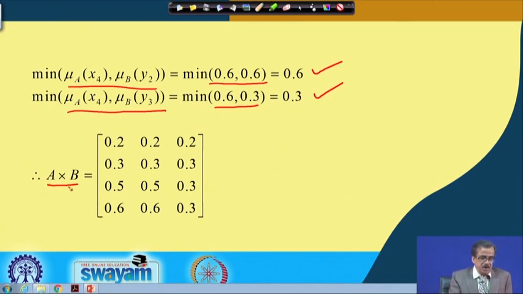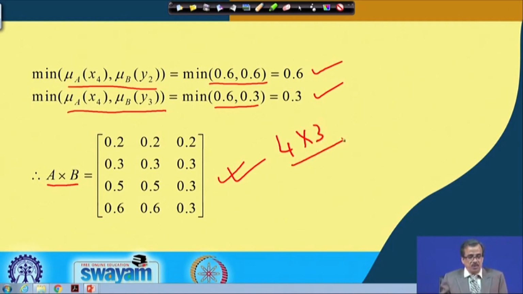Now, this product we can write down in matrix form. All the elements have already been determined, so I can write this in matrix form and it will look like this. There will be 4 rows and 3 columns, so this is a 4 cross 3 matrix. This is actually the product of A and B.